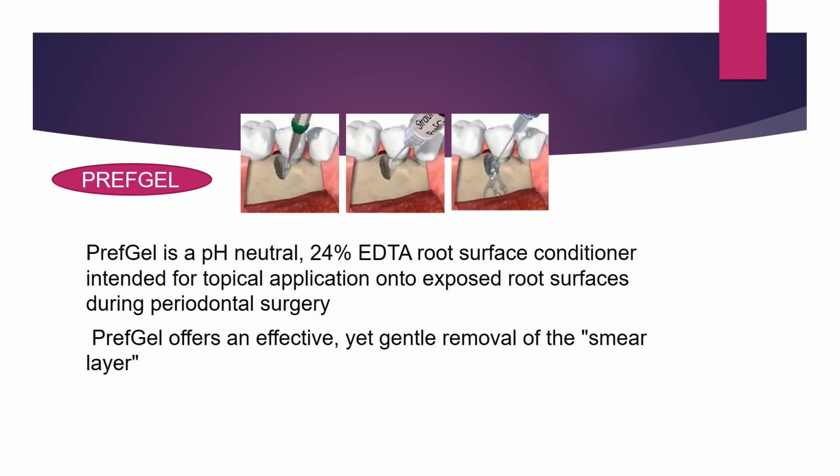Pref gel. Pref gel is a pH neutral 24% EDTA, ethylenediaminetetraacetic acid, root surface conditioner intended for topical application onto the exposed surfaces during periodontal surgery, which offers an effective removal of the smear layer. This picture shows first the removal of plaque and calculus, that is scaling and root planing, followed by the placement of root conditioning agent and rinsing with water, and after that the placement of graft and then the closure of the flap.